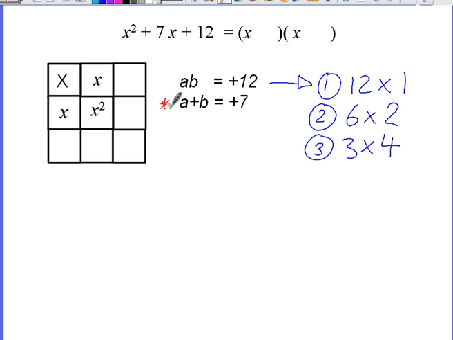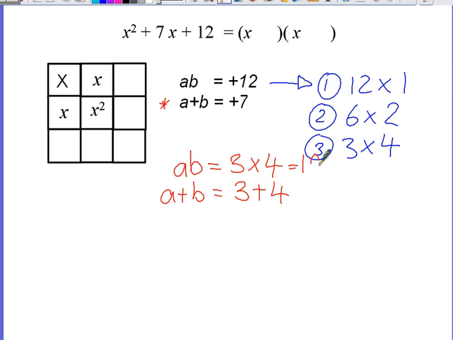So, AB equals 3 times 4, and A plus B is equal to 3 plus 4, which gives us 12 and gives us 7. Now, obviously, we must always check our work. So before we put these values into the answer, I'm going to put them into the box method. So I'm going to put plus 3 and plus 4, and I'm just going to expand this out.